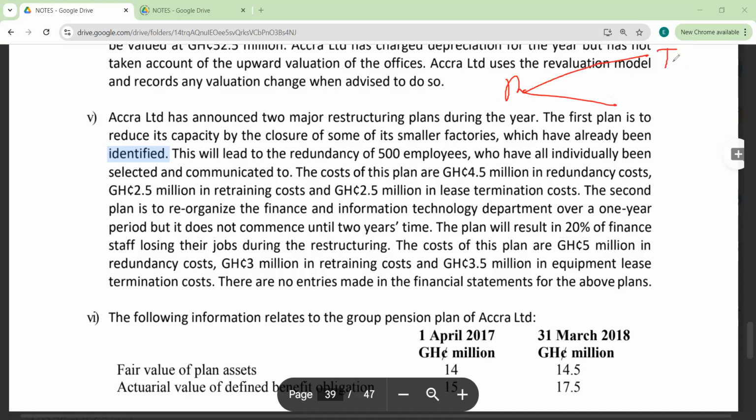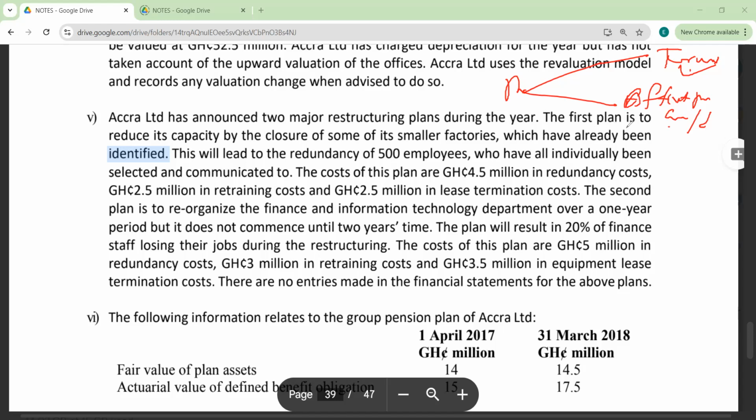One, a formal plan has been drawn. Two, the affected persons have been communicated and identified. So once you have a formal plan, and the plan contains the total estimated loss and its effects, and these two conditions are in place, go ahead and make a provision.